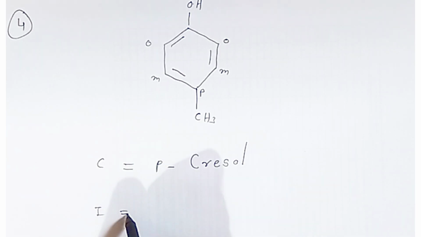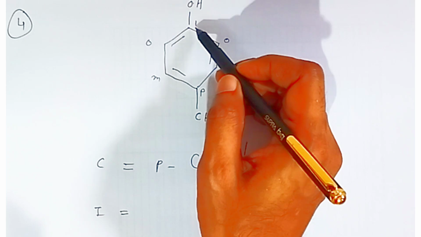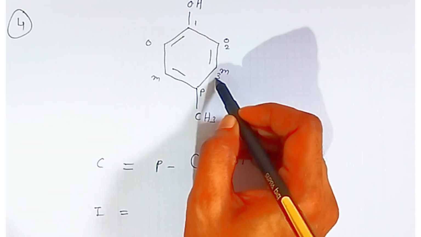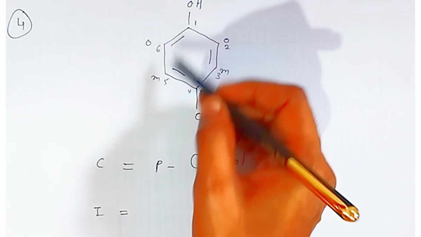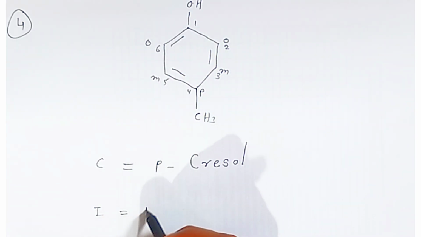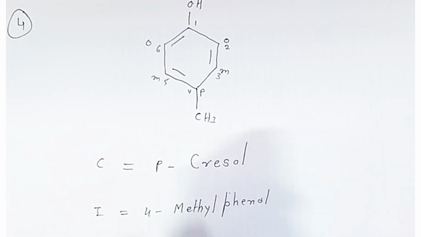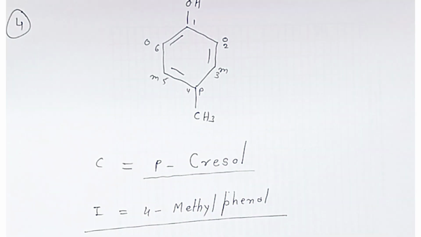Now what will be the IUPAC name students? For that you have to start the numbering. This carbon where the hydroxyl is attached, that is first carbon, second, third, fourth, fifth, and this carbon is 6. So total 6 carbon this is having. Now at carbon number 4 your methyl is attached, so name of the compound will be 4-methyl. So in IUPAC name students, we call as 4-methyl phenol. In common name we call as para cresol. We have seen meta, para and orthocresol.